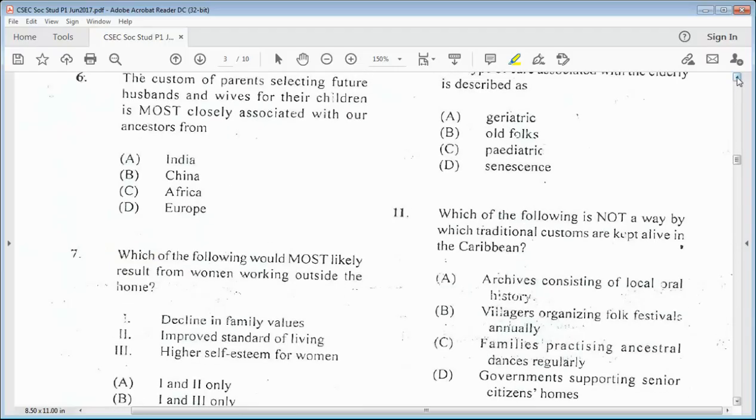Question 6 says, the custom of parents selecting future husbands and wives for their children is most closely associated with our ancestors from A, India, B, China, C, Africa, D, Europe. We know it is A, India, B, China, but to a larger extent, we would go with A, India. That is very dominant in India. Let's go on to 7.